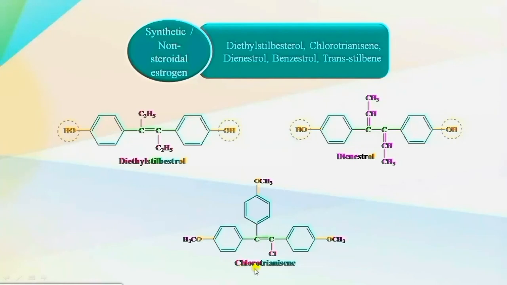Next is chlorotrianisene. Chloro indicates a chlorine group is present and trianisene indicates three anisene moieties are present in this structure. You can see three anisene moieties are attached with each other by this carbon double bond carbon bridge. First, second and third anisene moiety attached by a carbon double bond carbon bridge, and this chlorine is attached to this carbon atom. This is all about the estrogens.